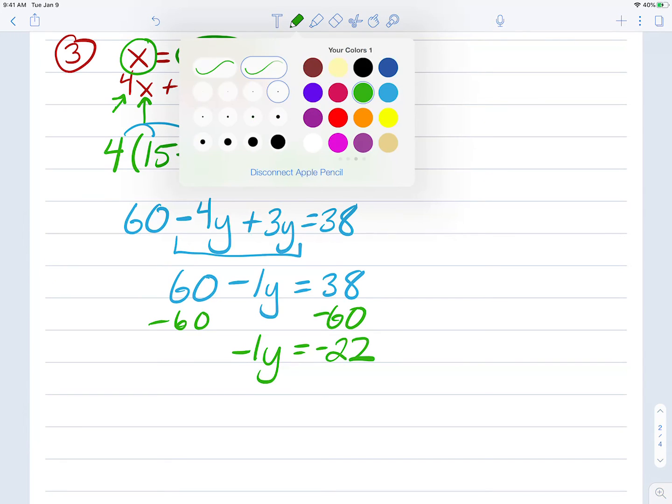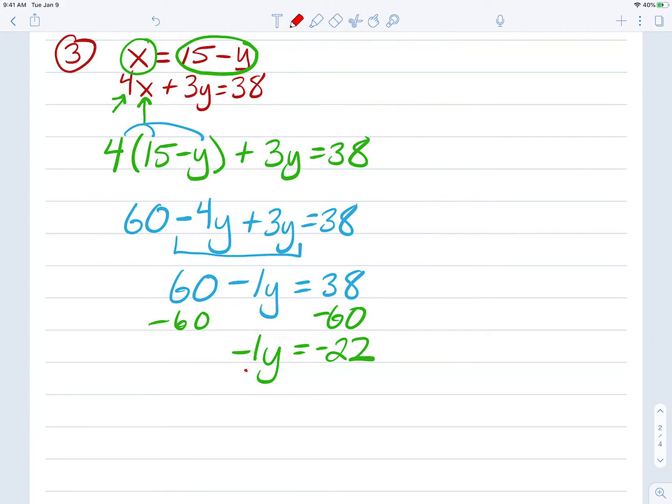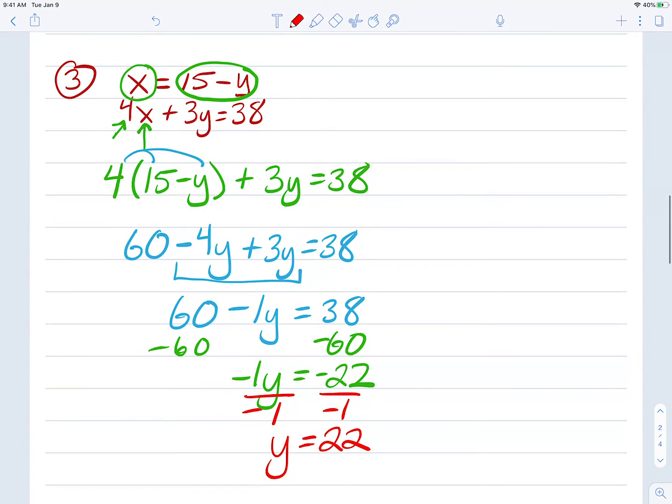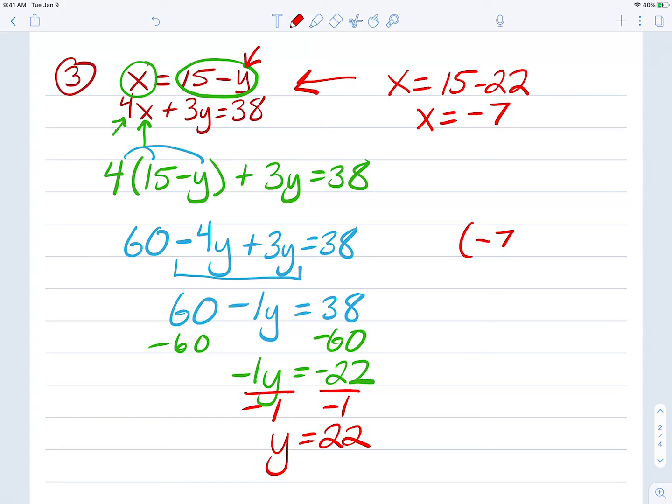And then we can't have a negative y. Our y has to be positive. So if we divide both sides by -1, we get y equals positive 22. So now y is no longer a mystery. It is 22. So in our original equation up here, I now know that y is 22. So I can substitute, again, because I know what y is, it's not a mystery, for 22. So it says x equals 15 minus 22, which means that x equals -7. Putting those two together, alphabetical order, that means that these two lines cross at -7, 22.